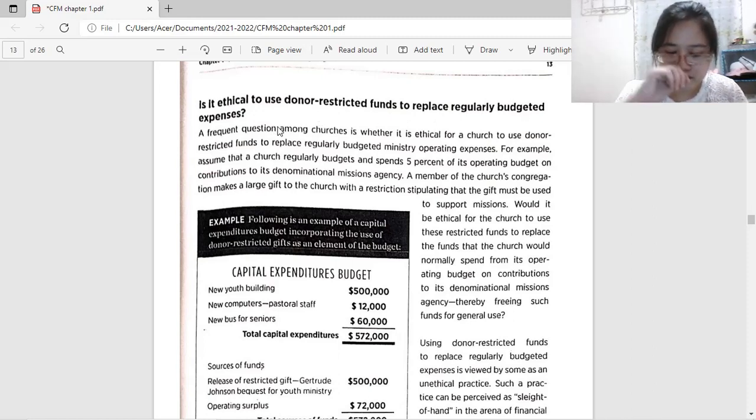Practical wise, in terms of practicality and convenience and consistency, it's best not to. Don't incorporate it into the regular budget, don't incorporate it in the operating budget. Don't try to replace the anticipated contributions with a donation. When you receive a donation, it's best to separate it from the regular budget of the church.